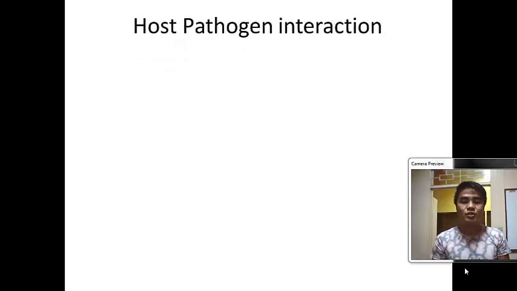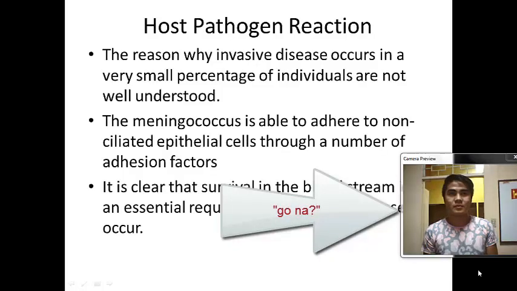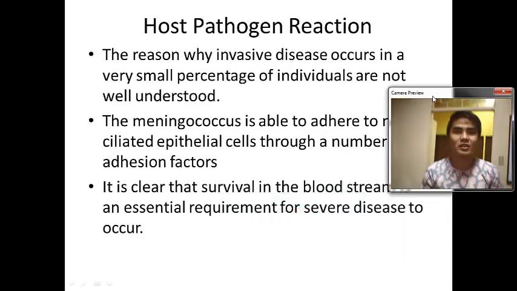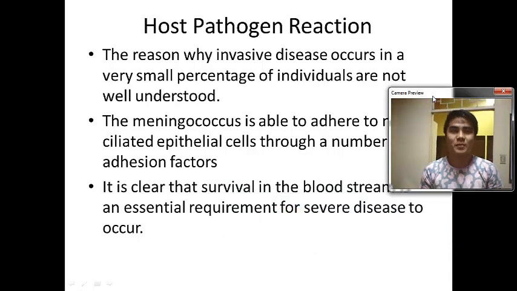The polysaccharide structure is non-immunogenic because of structural similarity in strains of meningococci. How they pass through the nasopharyngeal membrane into the bloodstream remains, in a very small percentage of individuals, not well understood.